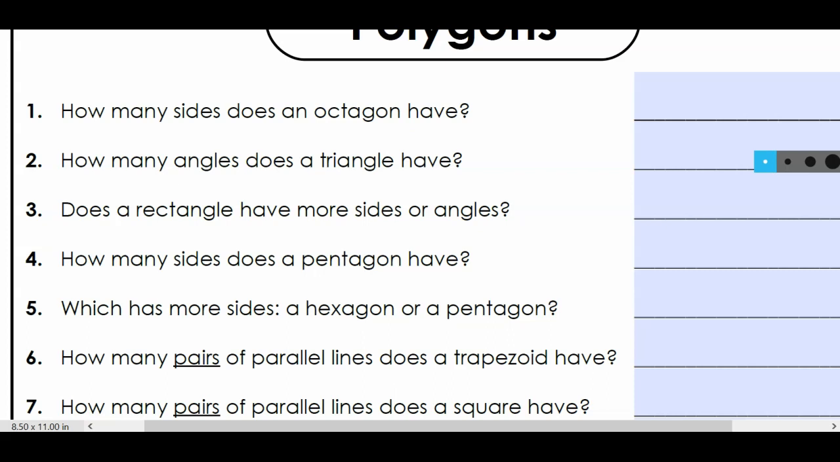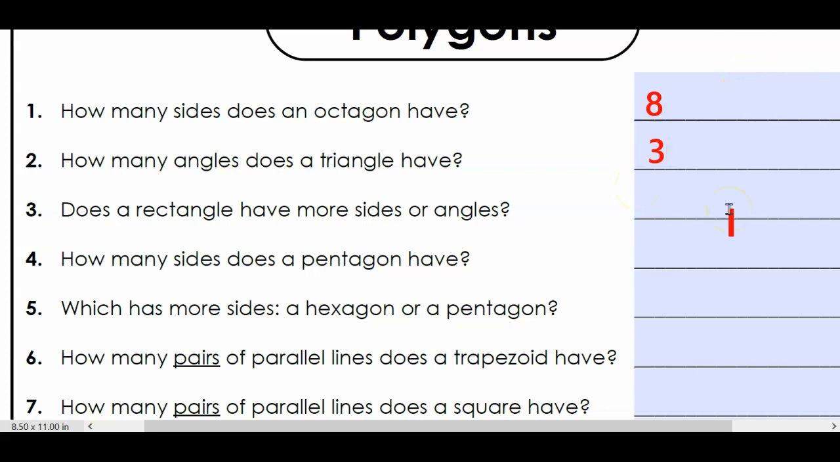How many sides does an octagon have? How many? 8. 8. How many angles does a triangle have? 3. A shape has the same number of angles as it does sides, okay? So if a triangle has 3 sides, it's going to have 3 angles. If a square has 4 sides, it's going to have 4 angles, all right? So you said 3. Okay? Do you have 2 polygons packets?